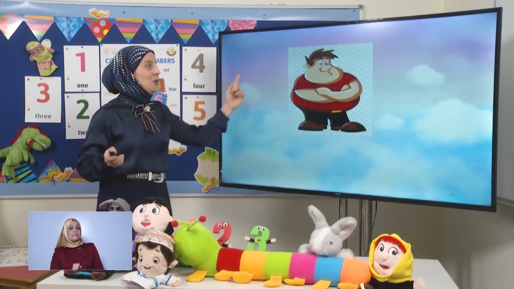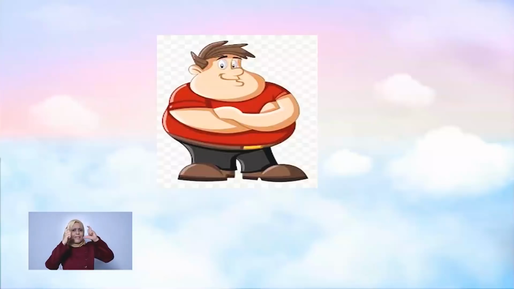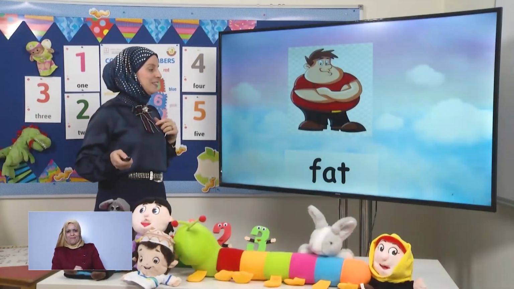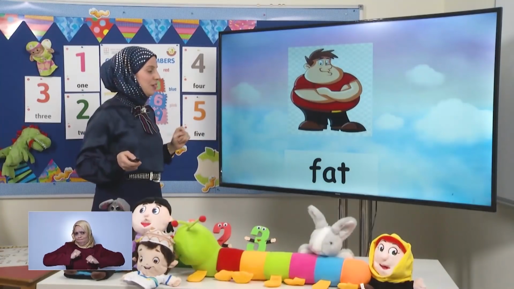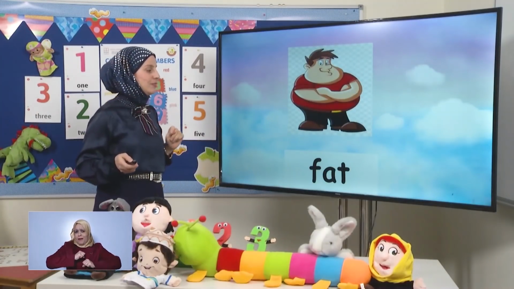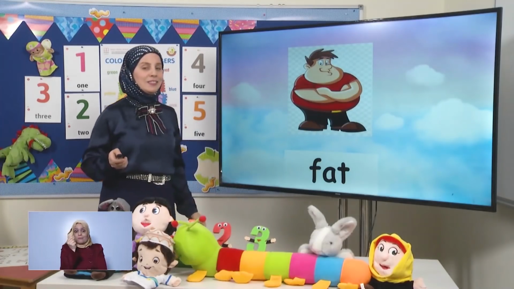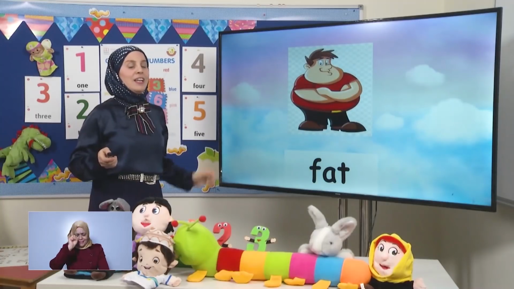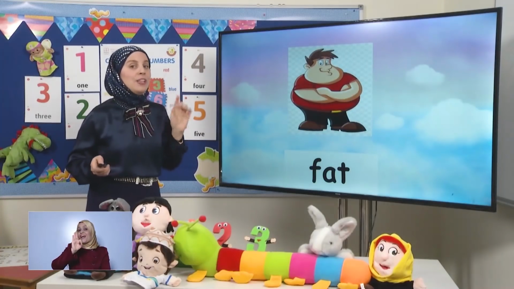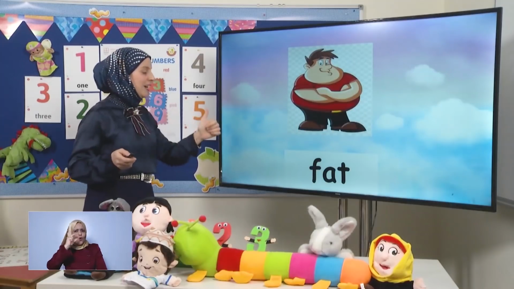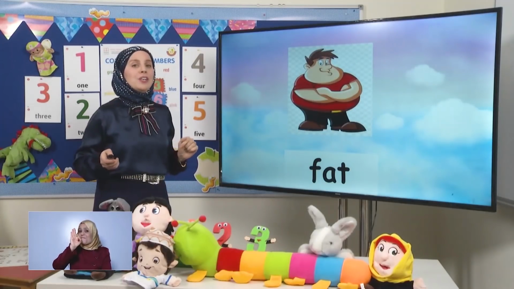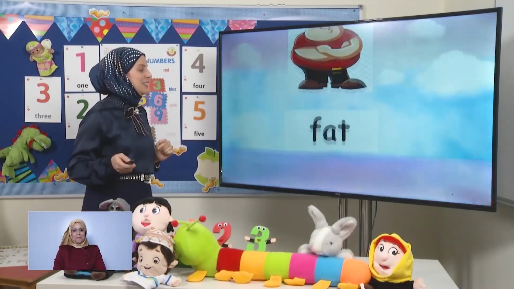Now, look at this picture. What about this man? Yeah, he is a fat man. Now repeat. Fat, fat, fat. What's the first letter of fat? Yeah, F. What's the sound of F? Yeah, F, F. Let's see what's next.